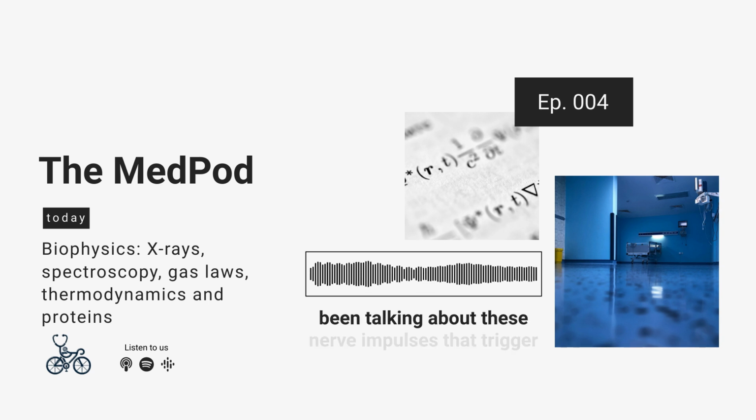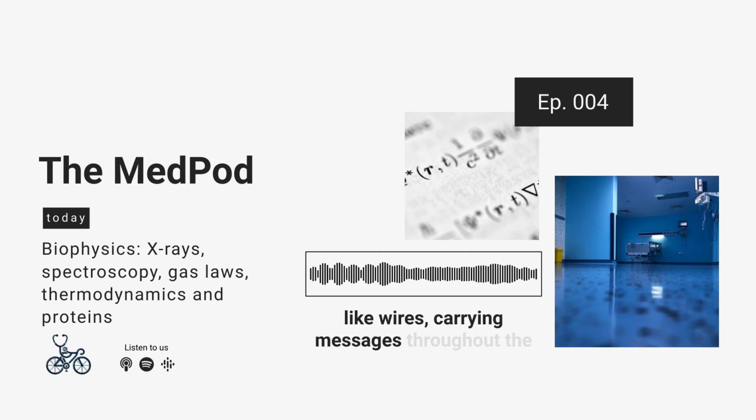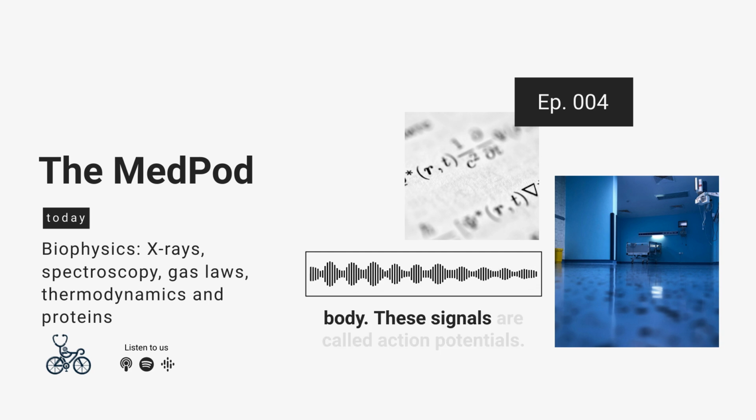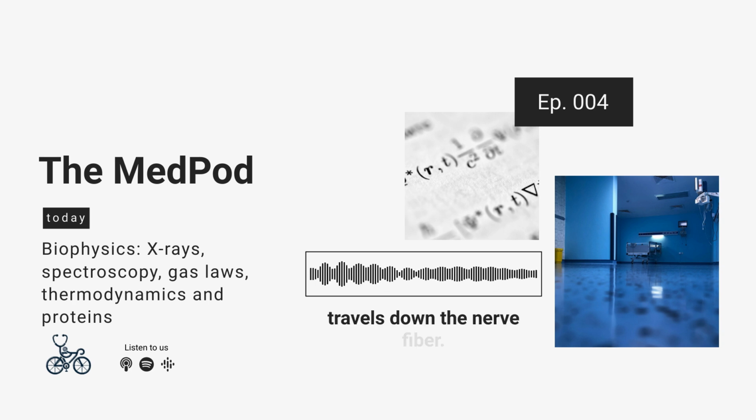But we've been talking about these nerve impulses that trigger muscle contraction. Where do those signals come from? That's where we enter the realm of the nervous system. Our brains and spinal cord constantly send out electrical signals that travel along nerves like wires carrying messages throughout the body. These signals are called action potentials. Action potentials. That sounds familiar. Didn't we touch upon that concept in a previous episode? We did. Action potentials are rapid changes in the electrical potential across a nerve cell's membrane. Think of it like a tiny electrical spark that travels down the nerve fiber.